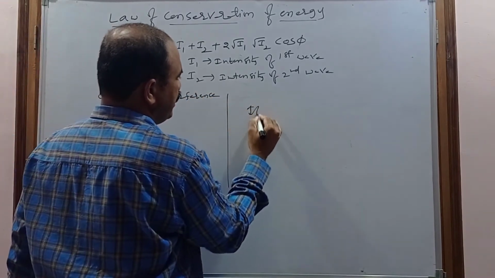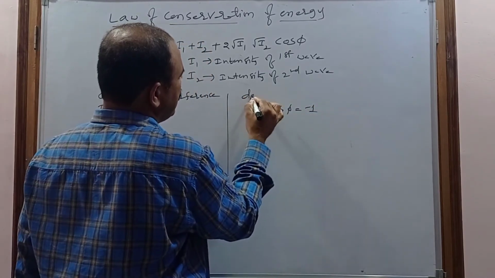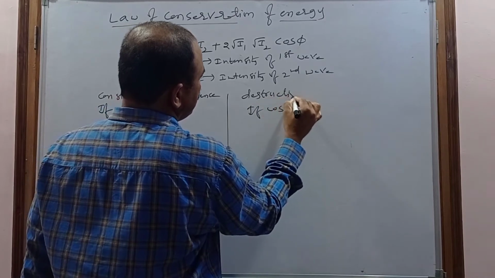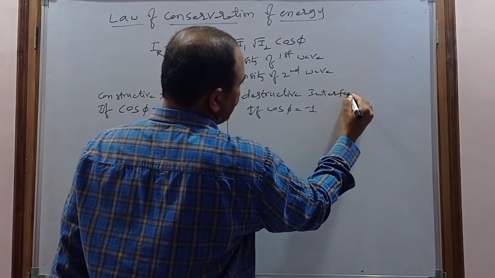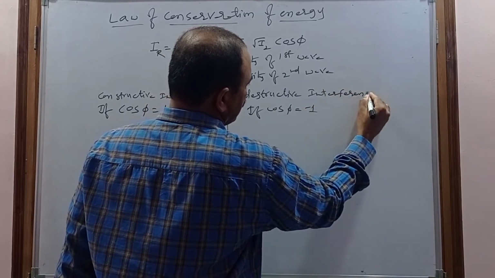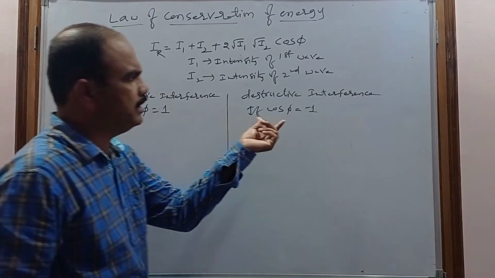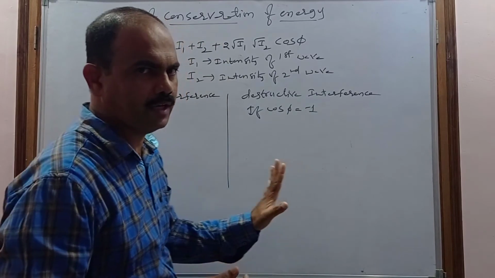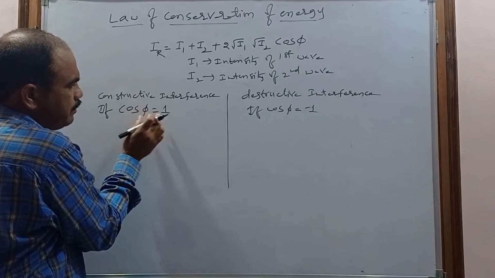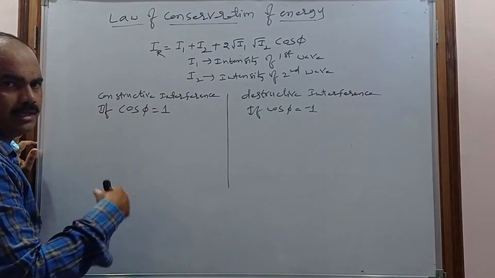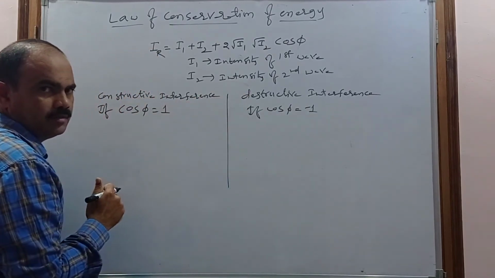So if cos phi equal to -1, then what will take place? Destructive interference. So when the constructive interference takes place, the intensity of the light becomes maximum. When the destructive interference takes place, the intensity of the light becomes minimum. But that depends upon what? Cos value. So when cos phi equal to 1, constructive interference takes place and the intensity of the light becomes maximum. When cos phi equal to -1, destructive interference takes place.